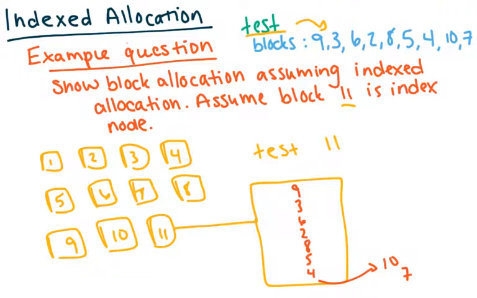So what we got here: 9, 3, 6, 2, 8, 5, 4, 10, 7. Okay. So this is what I would be expecting if I told you that I'm assuming index allocation.